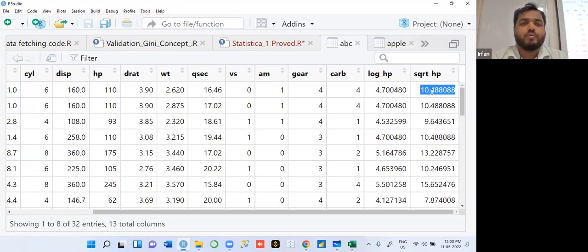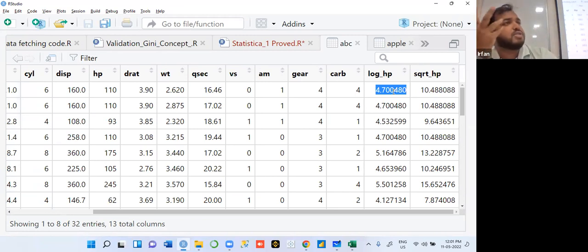What is the log of 110? Do your phone, just cross check now. Log of 110. 4.70. Sorry, log of 110. Log base 10. ln. Use natural log.